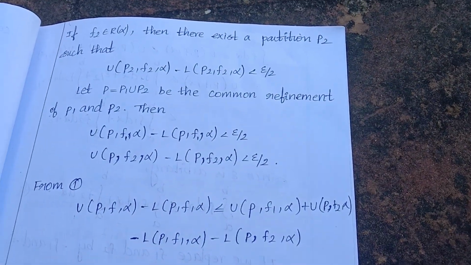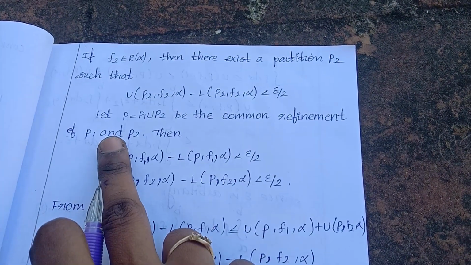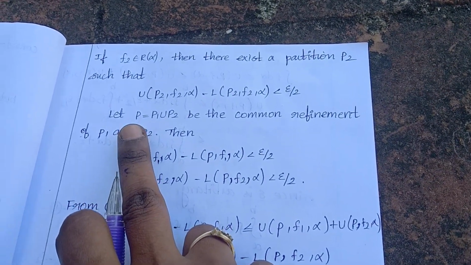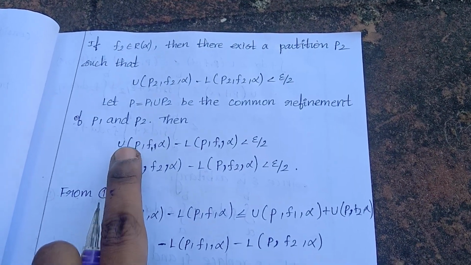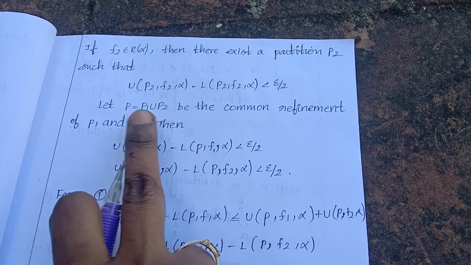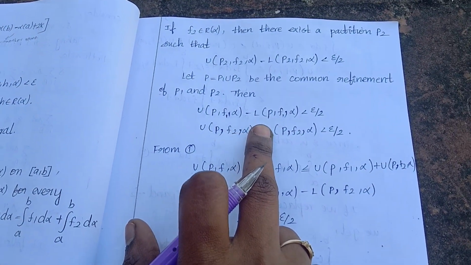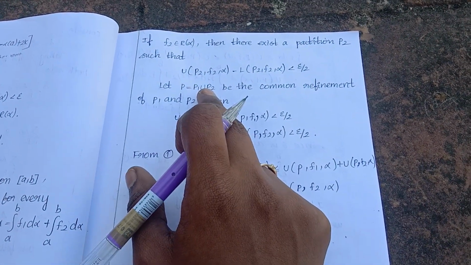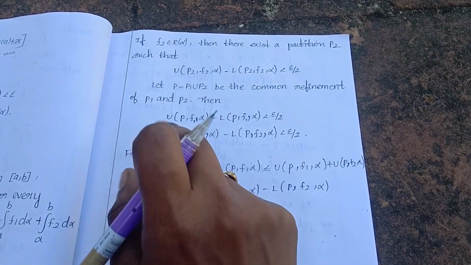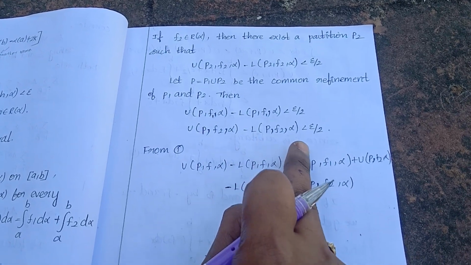We take the common refinement. Common refinement means both forms are written in one form. So P equal to P1 union P2 be the common refinement, and P1 and P2 can be written as P. So the above can be written as U(P, f1, alpha) minus L(P, f1, alpha) less than epsilon by 2, and instead of P2 we can write P: U(P, f2, alpha) minus L(P, f2, alpha) less than epsilon by 2.